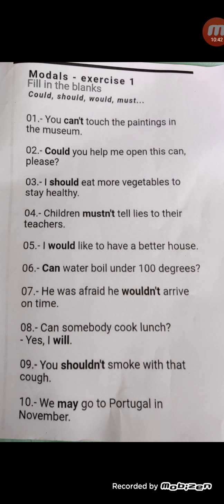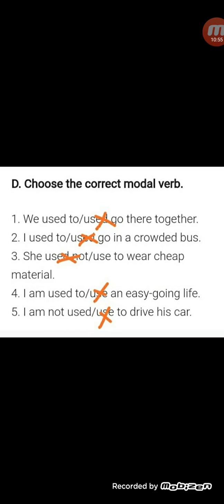You shouldn't smoke with that. It's an advice. You may go to Portugal in November. Permission. Choose: here you have to cross out. So I've already crossed out the wrong words and you can do the same, but you have to understand. We used to go there. I used to go in a crowded bus. She used to wear cheap material.